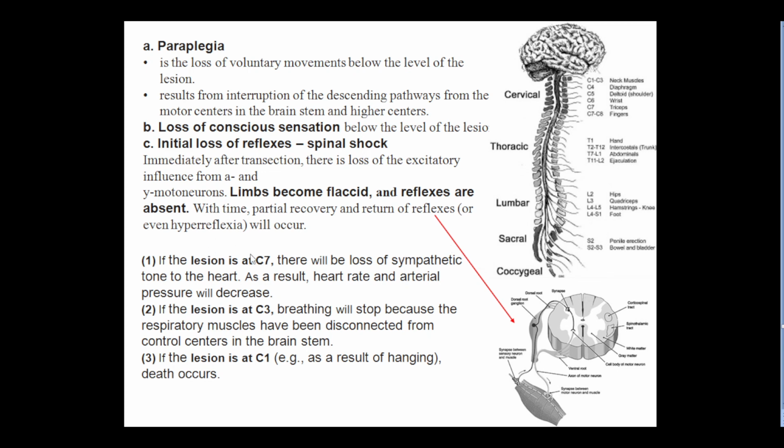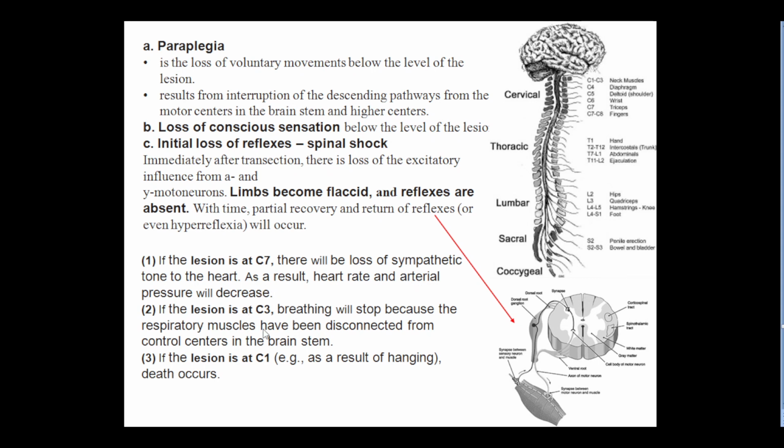And here I have given you some examples, not all, of lesions at different levels. Like C7, there will be loss of sympathetic regulation of the heart, because you remember that sympathetic control is at the 5 upper segments of the thoracic region. So if you cut it at this level, the regulation will be lost.